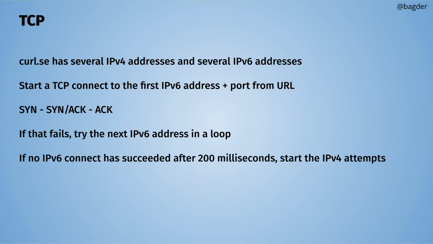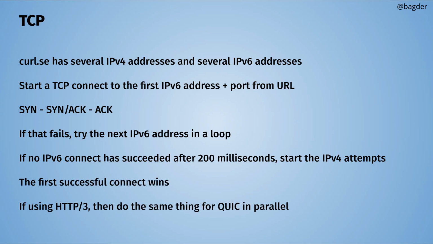And if it takes more than 200 milliseconds to connect to this IPv6 address, we start another IPv4 connect attempt in parallel at the same time. So if the IPv6 address connect is slow, we start an IPv4 one at the same time. And if that one fails, it tries the next IPv4 address. So we have sort of two connection attempts going on at the same time. And the first successful one wins, and the unsuccessful one is discarded.